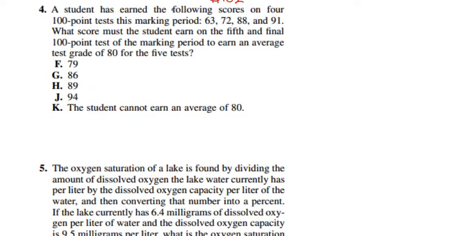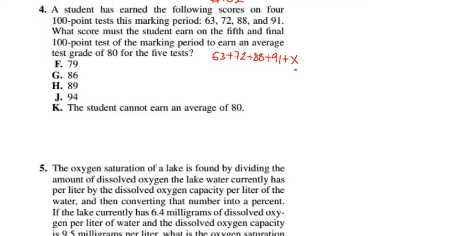Number 4, a student has earned the following scores on 4 100-point tests this marking period: 63, 72, 88, and 91. What score must the student earn on the 5th and final 100-point test of the marking period to earn an average test grade of 80 for the 5 tests? So what we have to do here is set up an equation where we're finding the average of the test scores. We know the first test score was 63, the second one was 72, the third was 88, the fourth was 91, and the fifth we don't know, we're trying to look for, so we're going to call it X.